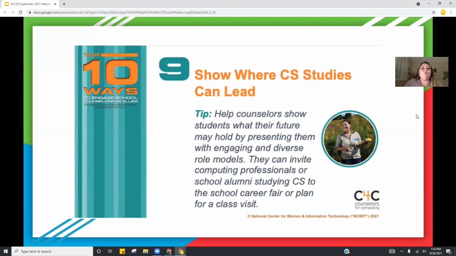All right, number nine. So we want to show where computer science can lead. And this was in some of the other top 10, but when we wrote 9, we were thinking about not only computing jobs, but how these skills translate into other skills that we want our students to know, like problem solving, like group work, like perseverance. All of those things they're going to learn out of your classes.